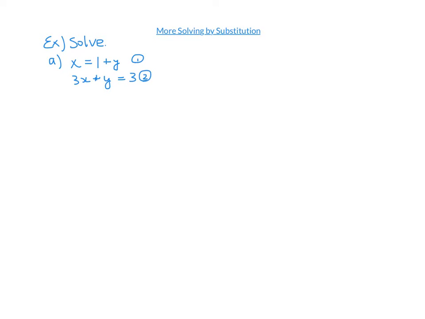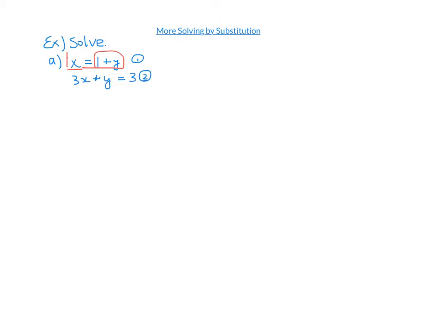What I have instead is one equation that's been solved for a variable and the other one has not. What I mean by solved for a variable is that I have just a 1 times a variable, or just a variable, being equal to an expression. Okay, so what we do with this is just like what we were doing with the examples previously. We have x being equal to 1 plus y.